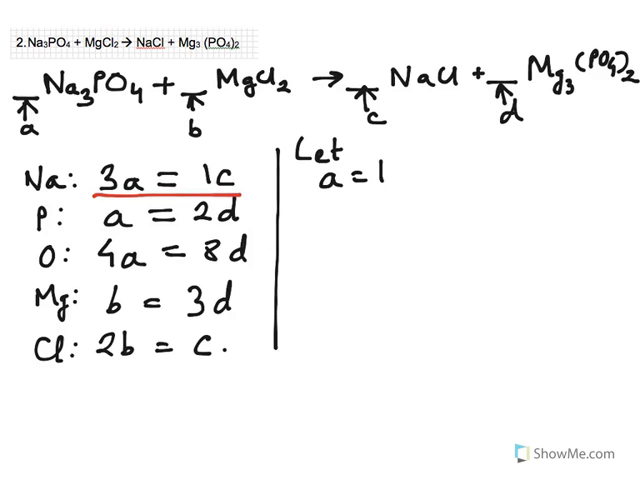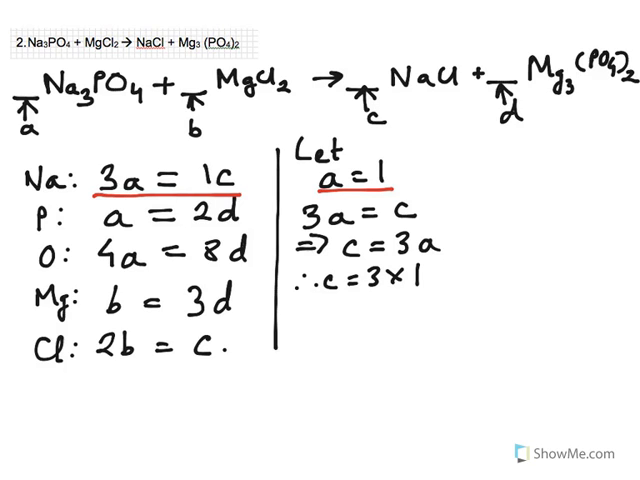We can rewrite this equation, so we have 3A equal to 1C, or just C, which is the same as writing C is equal to 3 times A. Now that we know that A is equal to 1, we can say that C is equal to 3 times 1, which is equal to 3. Now we have both the values of A and C, so we can now look for B and D.